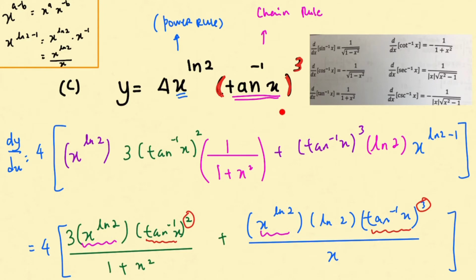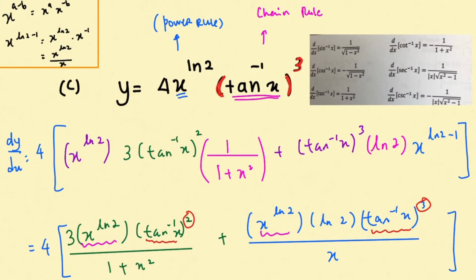So let's do this. 4 is a constant, put it outside, and then put a big bracket here. And then let's solve this by using product rule. So keep the first one, differentiate the second term. So this is u to the power of 3. So bring down the power, reduce by 1. 3u to the power of 2, further differentiate u. This is just 1 over 1 plus x squared. Plus, keep the second term, inverse tangent cubed, and then differentiate the first term. So this is just a power rule, so bring down the power, reduce by 1. So ln 2, x to the power of ln 2 minus 1.